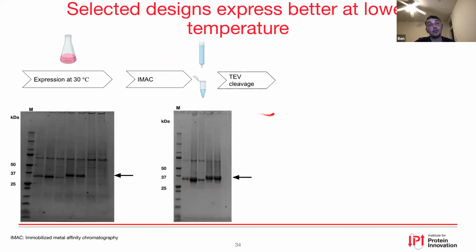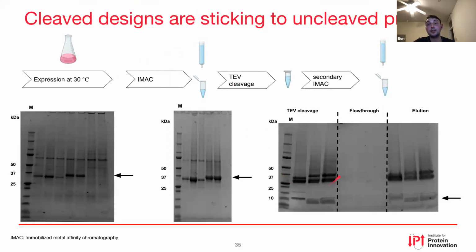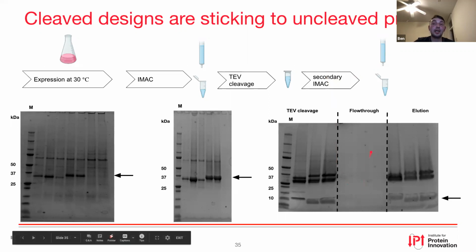After a buffer exchange, I do a TEV cleavage to remove the tag from our mini-proteins. And so shown here is the TEV cleavage. In all 3 cases, the protein is cleaved off the tag. And then I perform a secondary IMAC where I want to remove the uncleaved protein, which shouldn't have a his tag anymore, from the cleaved protein and the TEV protease, which are both still his tagged. But if I do that, I didn't detect any of my design proteins in the flow through, but they co-eluted in the second IMAC elution column.